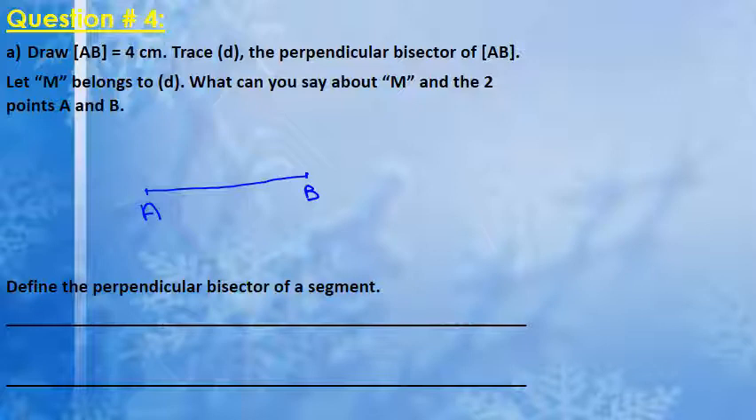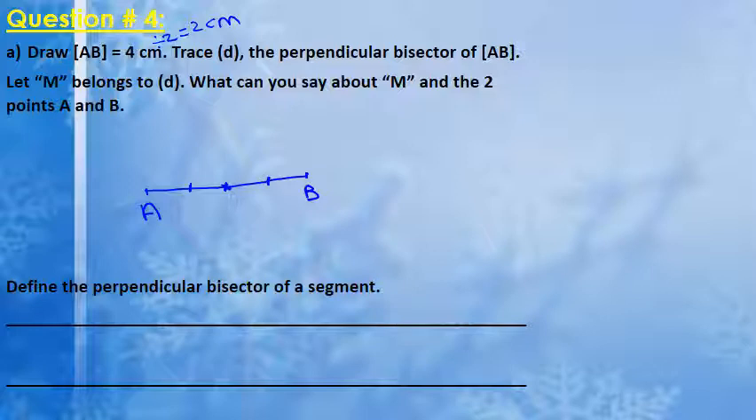To draw D, which is the perpendicular bisector of AB, using the long ruler, we should find the midpoint of AB. So we divide 4 by 2. It gives us 2 centimeters. So at 2 centimeters, we mark the midpoint of AB.